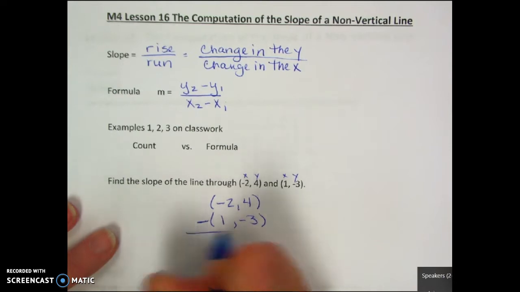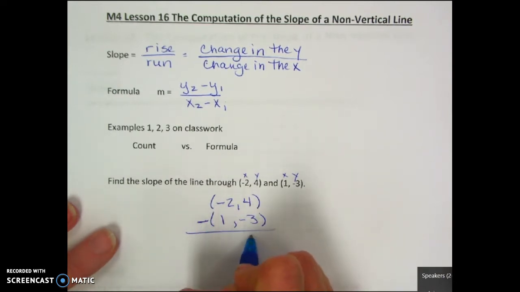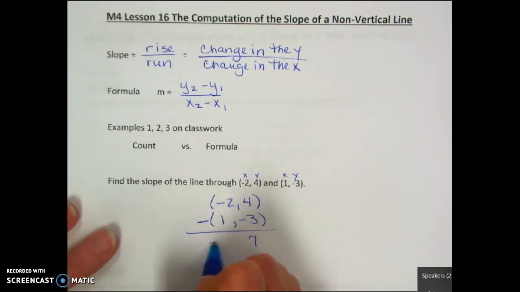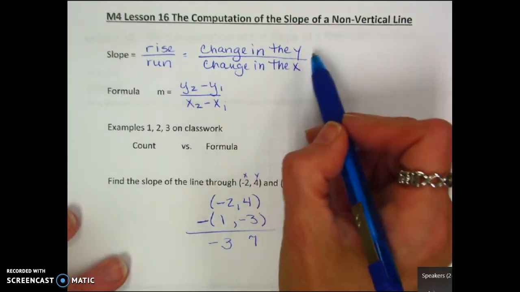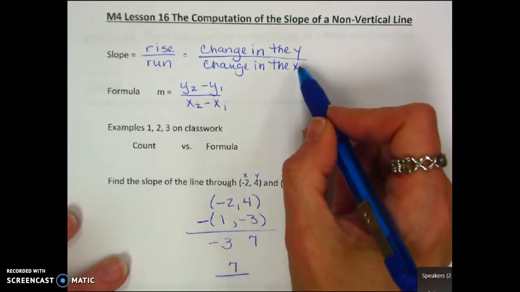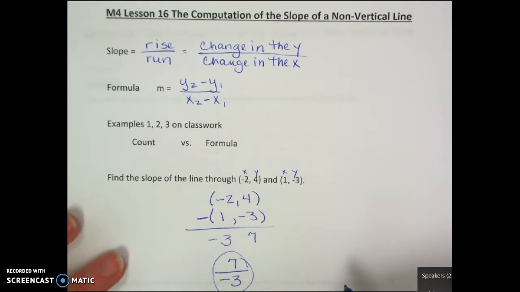If we subtract these, so 4 take away -3 is going to be 7, and -2 take away 1 is going to be -3. Then our slope, remember, is the change in y, which is the -3, over the change in x, which is the 7. So our slope is -3 over 7.